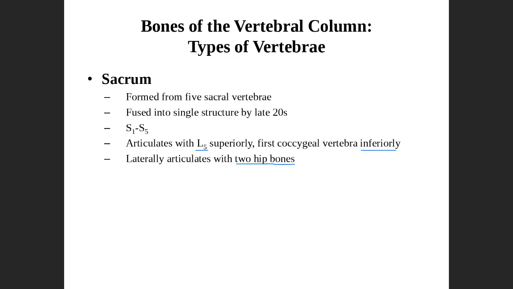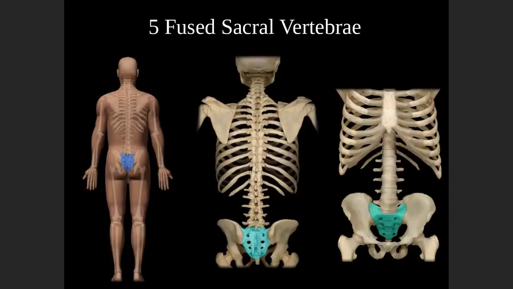On our last, let me show you a picture of the sacrum. So here you can see it. Here it is sitting below L5, and then below the sacrum is the coccyx down here, and then lateral to either side of the sacrum are going to be your hip bones.